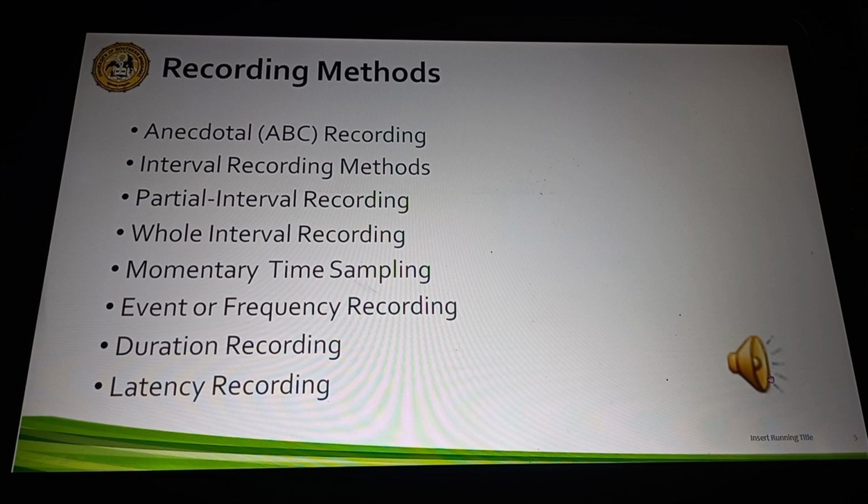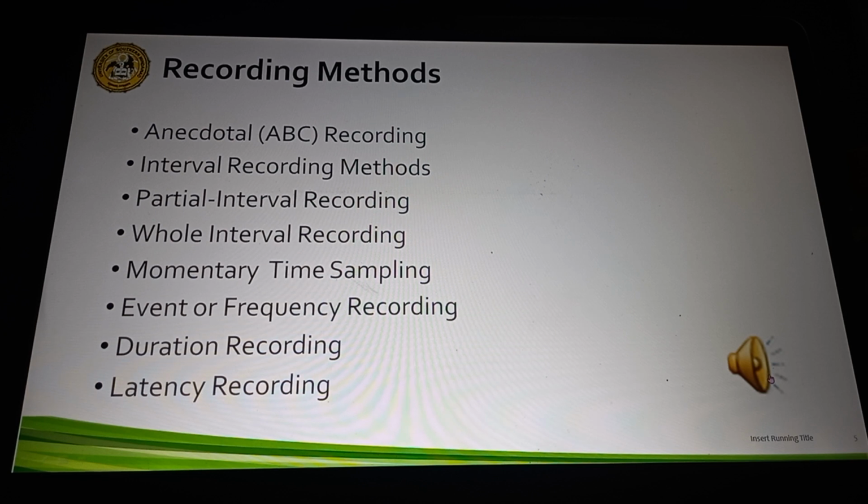Now, related to the interval recording methods, we have the partial interval recording, or the first variation of the interval recording method. Now, partial interval recording begins with the observer determining the size of the interval needed. Now, what is the size that is needed in the interval? This is the size of the interval that depends on the nature of the behavior. For example, 30 seconds is a common choice.